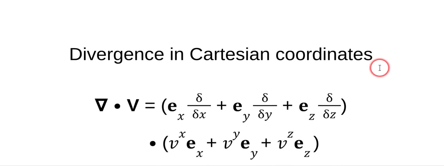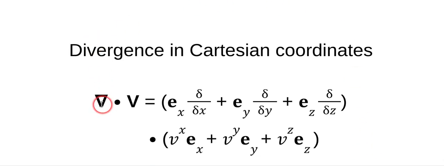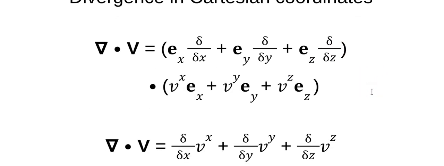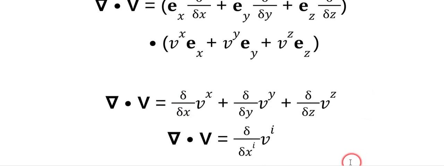Let's re-investigate this. We've got the del operator dotted with a vector field. This is the del operator in vector form, and here is our vector, components and basis vectors. When we dot these together, remember the rules: ex dot ex is 1, ex dot anything else is 0, likewise for the others. So you wind up with this expression, which is a scalar field, right? Now we can generalize that by saying the partial with respect to an arbitrary coordinate of the vector component.